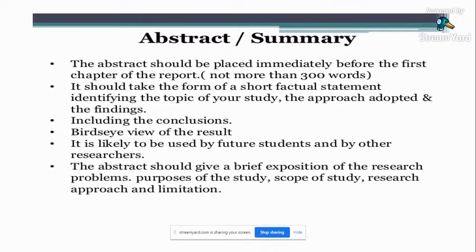Otherwise, they might find it really boring, because if you have mentioned a lot of things in the abstract itself, they might not go till the end. So make sure that it is in a short and sweet manner. In the abstract, you can give a briefing of that particular work.